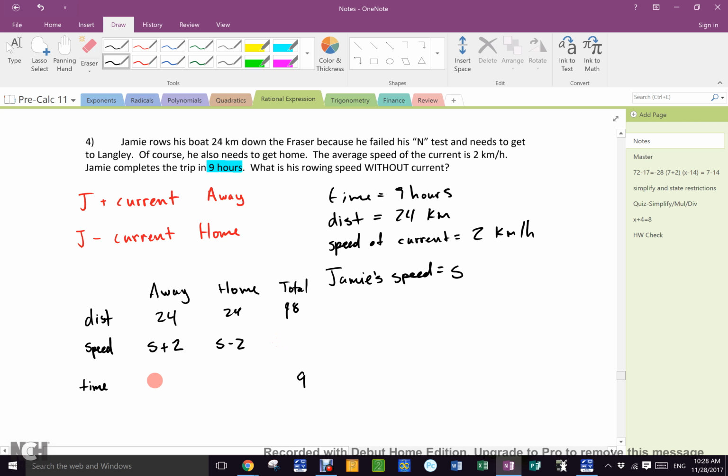Okay. What do we know about times when we have distances and speeds? Because this is a real life problem, right? Obviously, I wrote it in a jokey way, but it's a real life problem. What do I know about distances and speeds?